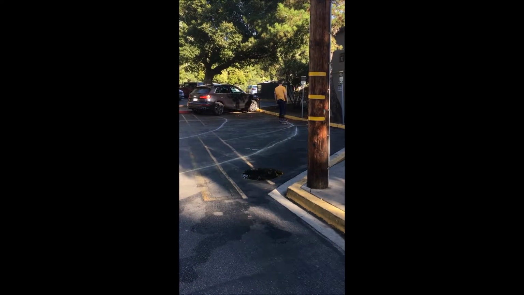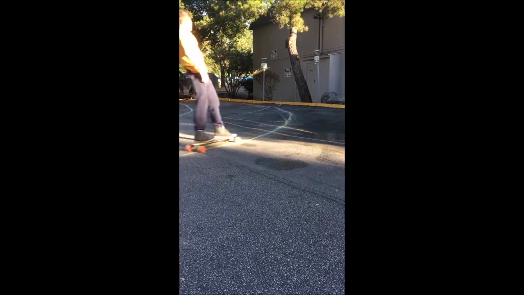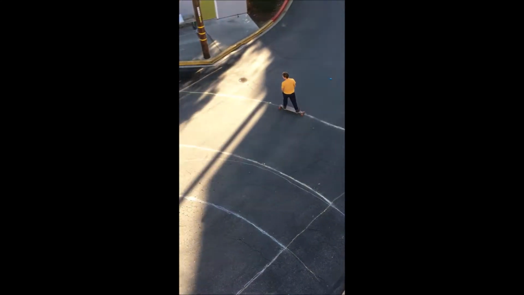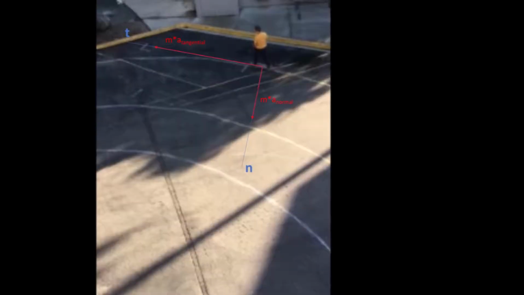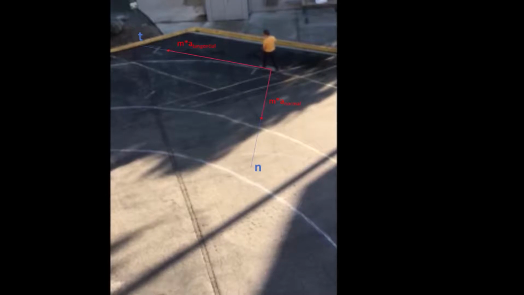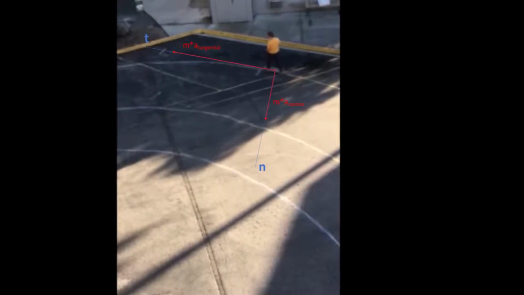I'm going to go over several examples of dynamics principles as applied to a longboarder. This first example is a situation showing normal and tangential components of a particle going around a constant radius.